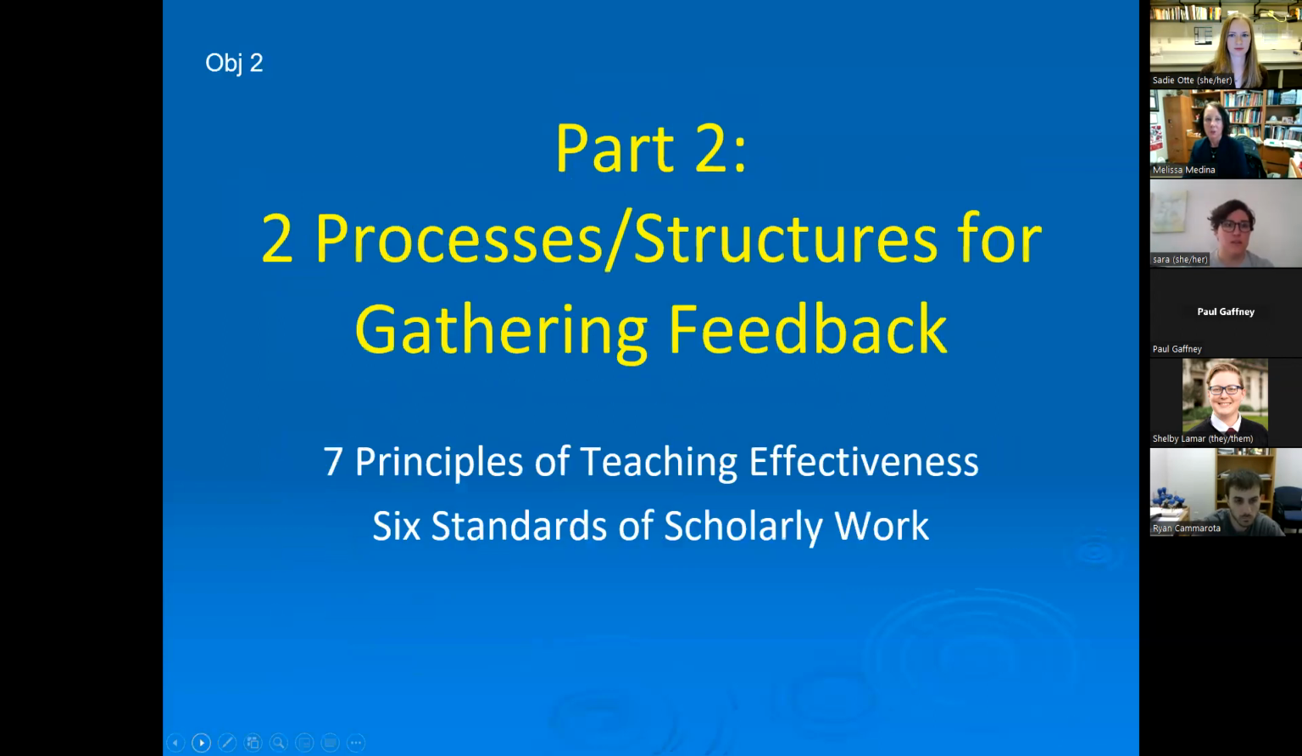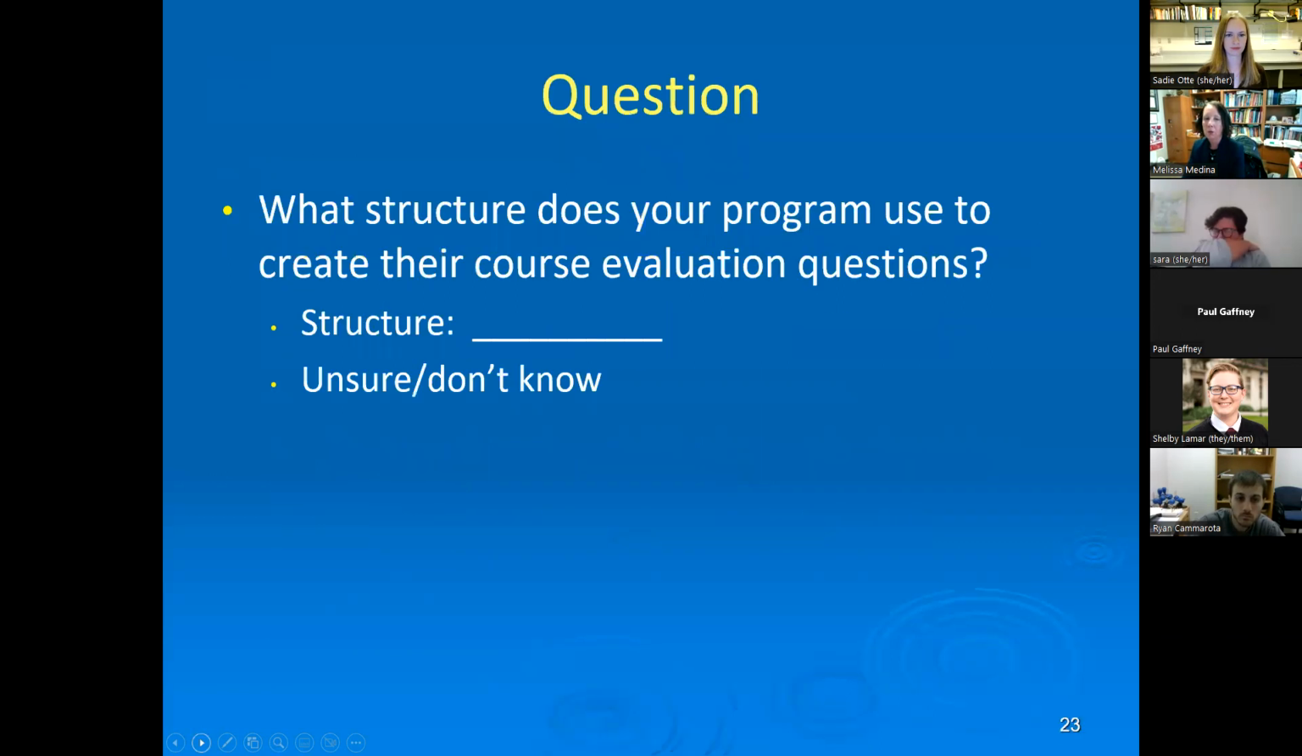Now what I want to do is move on to just a structure for gathering feedback. I mentioned earlier that one weakness of peer evaluation or even course evaluations is that we don't use a structured process. So I want to talk to you about 2 options that you have available. Others exist, but these are just 2, and this is one of our objectives. So Mike, I'm curious if you want to put this in the chat. What structure does your program use now to create their course evaluation questions? Do you know what structure they're using? Just randomly putting questions in? Are you unsure?